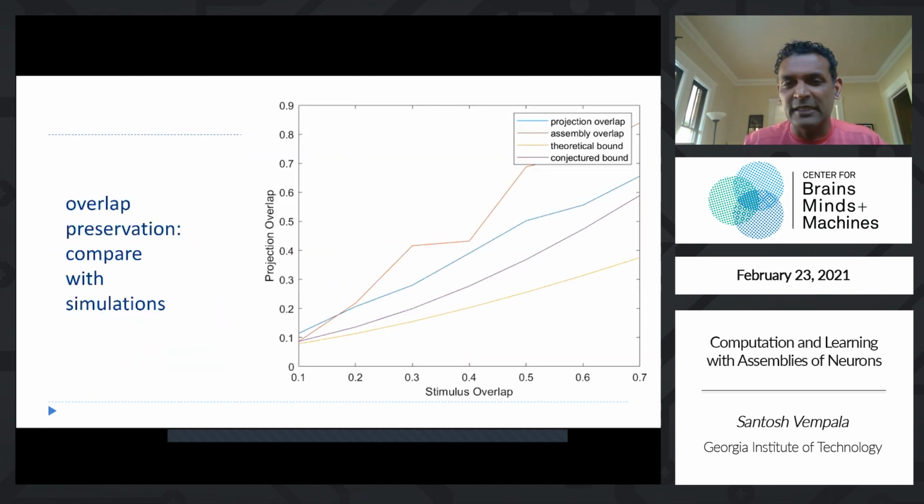And if you compare with simulations, the actual overlaps that you get: this yellow line here is what the theorem proves. This purple is the conjecture. The blue is what's actually observed to be the overlap of projections, and the upper line here, intriguingly, is what we get with actual assemblies, which we'll discuss next. So keep that upper line in mind. There's something that gives you even higher overlap.